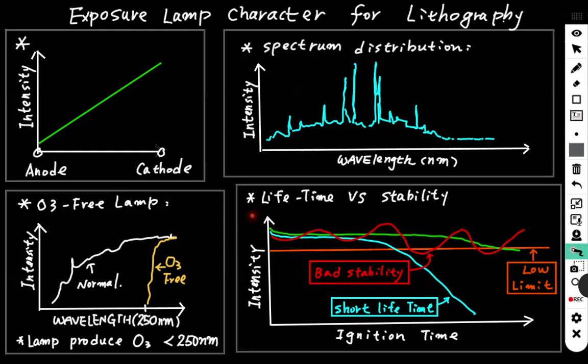And you can see that following the ignition time increasing, the intensity is not stable. High, low, it's not stable. This curve has a bad stability. This type of lamp we don't want to install in our equipment.